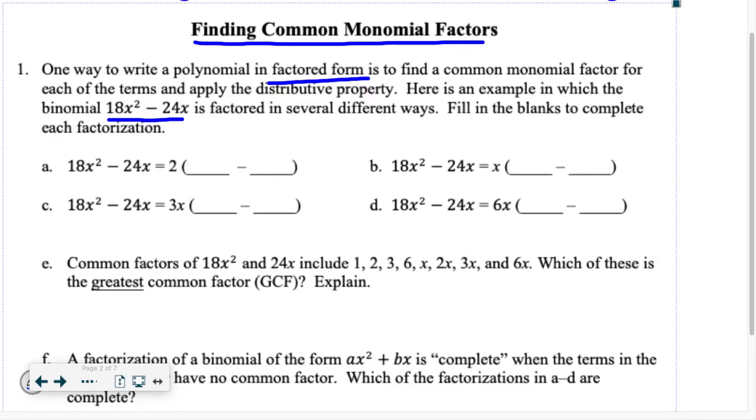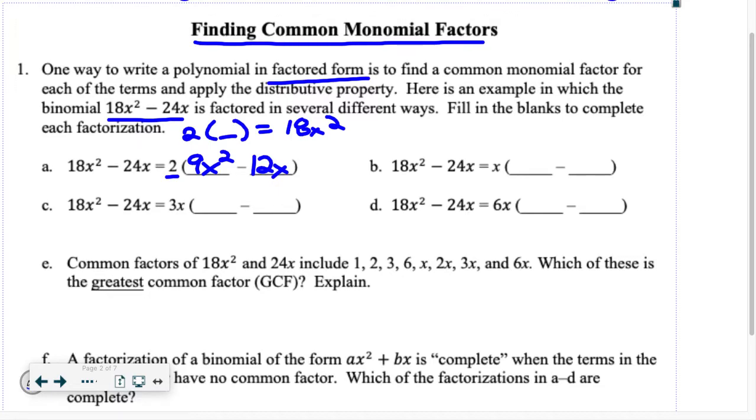So if I look at 18x squared minus 24x, now try to think of this backwards. If this was a 2 in front, I would have to distribute it to the two terms to result in 18x squared. So if I think backwards, 2 times something gives me 18x squared. Hopefully you recognize that's going to be a 9x squared. Same thing with the 24x. 2 times something needs to be 24x. So if I think about it backwards, I can just divide by 2. 24 divided by 2 is going to be 12. So I get 12x here. So that's the first option.